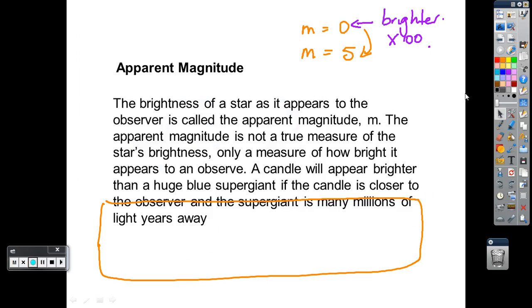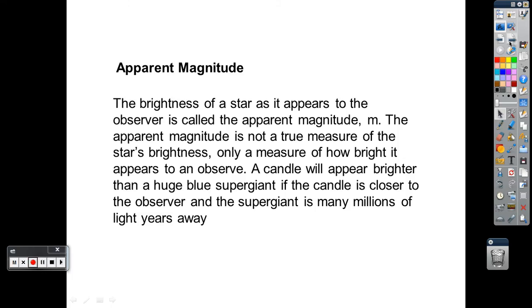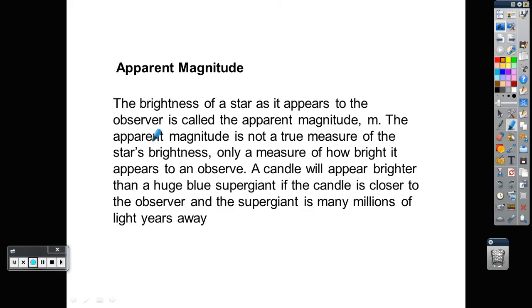Right. As already known, we have apparent and absolute magnitudes. So let's just make sure that we are quite familiar with the two terms. The apparent magnitude is the brightness of a star as it appears to the observer on Earth. And we, as you know, use a lowercase m. The rest of this definition is just explaining a bit more, that it's not a true measure of brightness, it's only a measure of how bright it appears to the observer.